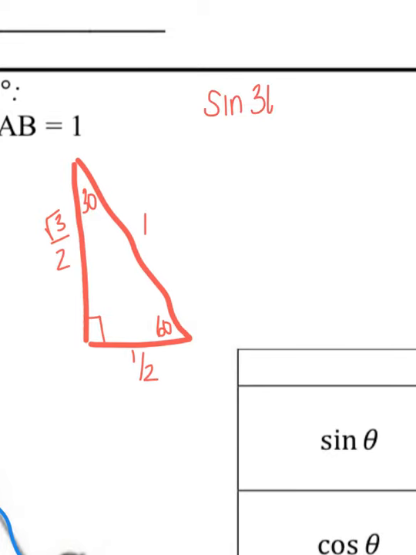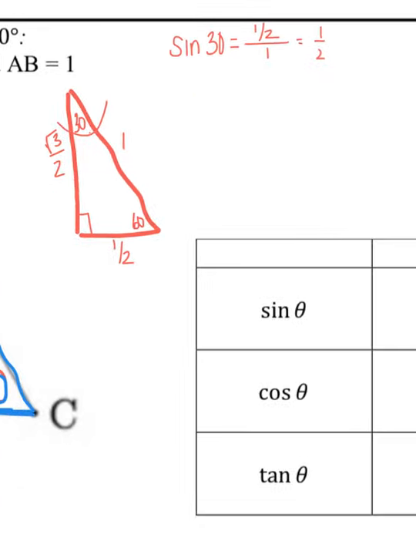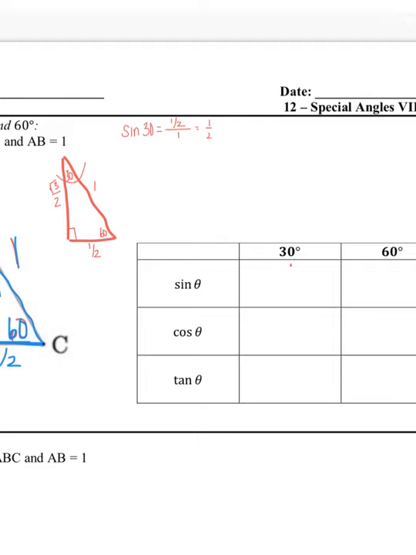So sine of 30 degrees. Sine, if this is the angle we're talking about, right? Sine is opposite over hypotenuse. So opposite the 30 degrees is the 1/2 over the hypotenuse, which is 1. Anything divided by 1 is itself. So the sine of 30 degrees is 1/2.